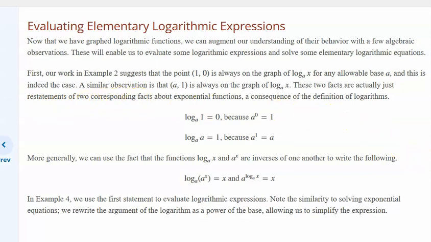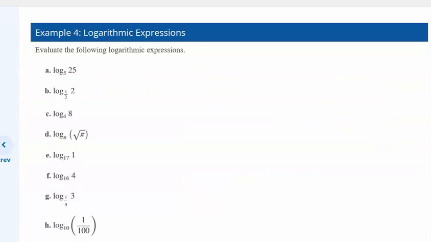Let's go on. And now we're going to evaluate these following logarithmic expressions. And again, what would be the protocol for it? Well, we'll start off easy.